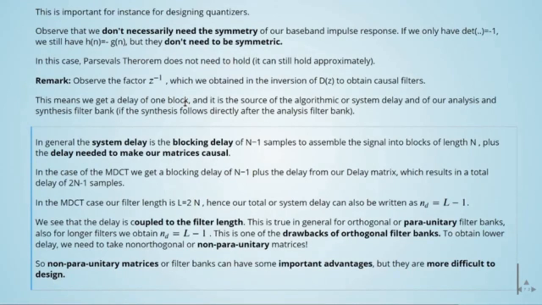This is true in general for orthogonal or para-unitary filter banks, and also for longer filters we obtain ND equal to L minus 1. This is one of the drawbacks of orthogonal filter banks. To obtain lower delay, we need to take non-orthogonal or non-para-unitary matrices. So non-para-unitary matrices or filter banks can have some important advantages, but they are more difficult to design.